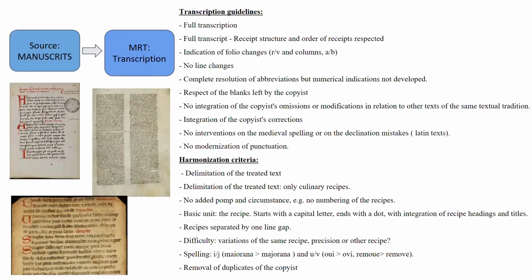So, the first step of our workflow. First of all, we have our sources, the manuscripts that Professor Loriot has already presented in the first section of our symposium. Then we transcribe the manuscript, and for the transcription, we have made some choices that you can see here. For example, we keep the indication of folio changes, we do not modernize the punctuation, etc. So, as I said before, making a digital edition is making a choice.